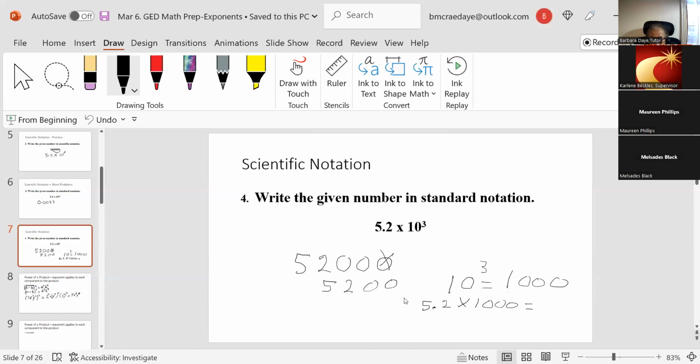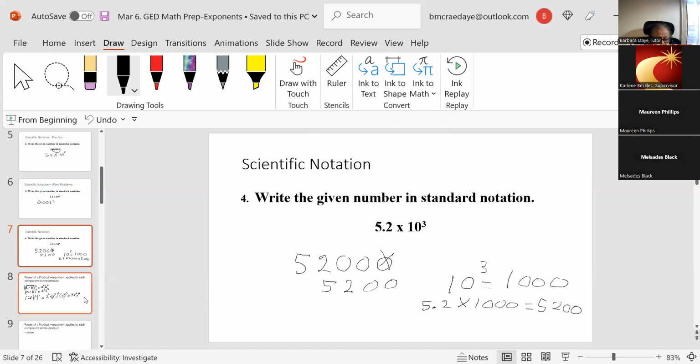Yeah, that's right, 5,200. That's what you get. 10 to the third is 1,000. 10 times 10 times 10 is 1,000. 10 times 10 is 100 times another 10 is 1,000. 5.2 times that 1,000 is 5,200. So you know it's not 52,000, it's 5,200. Got it? That was correct. That's how to easily find out if your answer is correct.